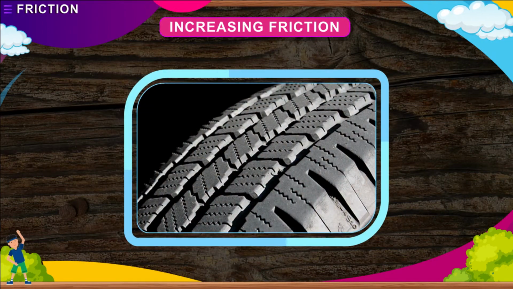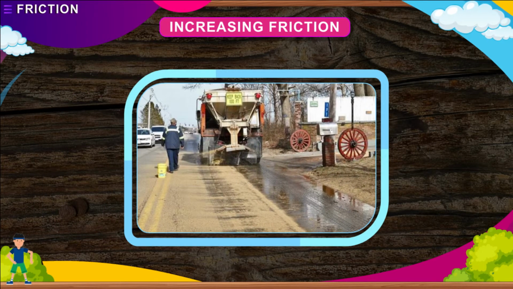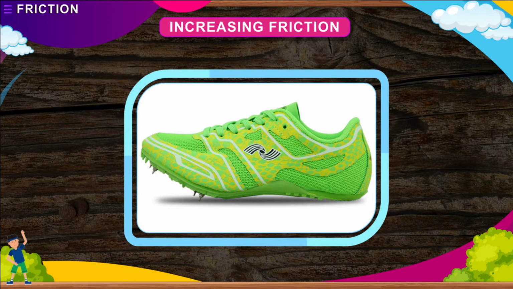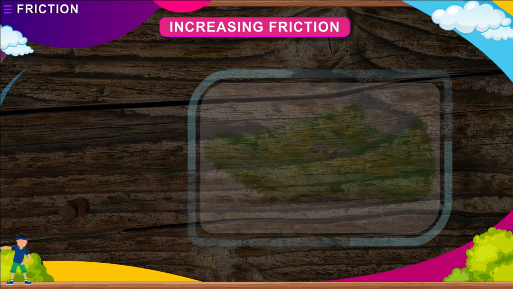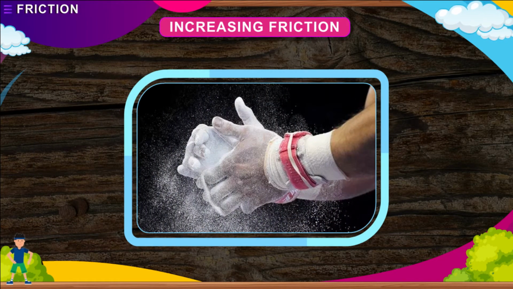Grooves are made on tires to increase friction between the road and the tires. This prevents the vehicles from slipping. During rainy season, sand is spread on slippery roads to prevent the vehicles from any kind of accidents. Athletes wear shoes with spikes to increase their grip on the ground. Gymnasts rub a coarse substance on their hands to improve their grip.